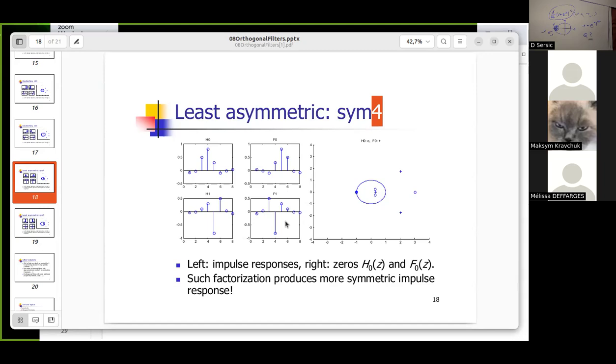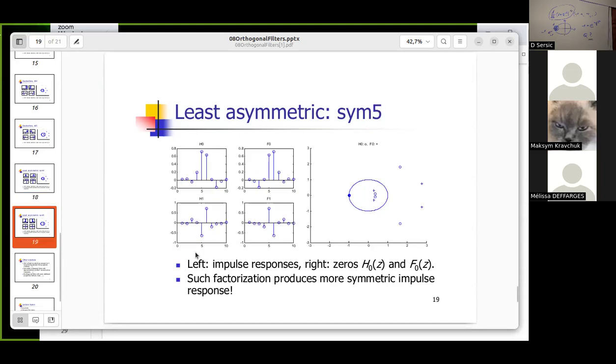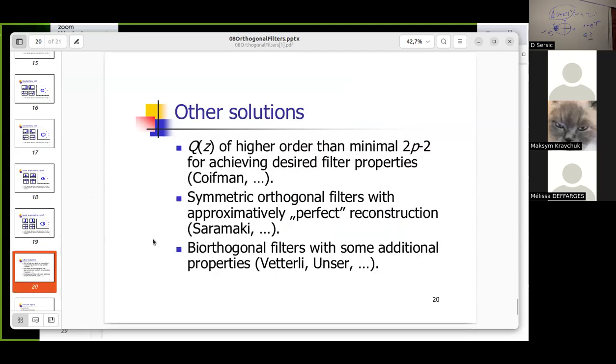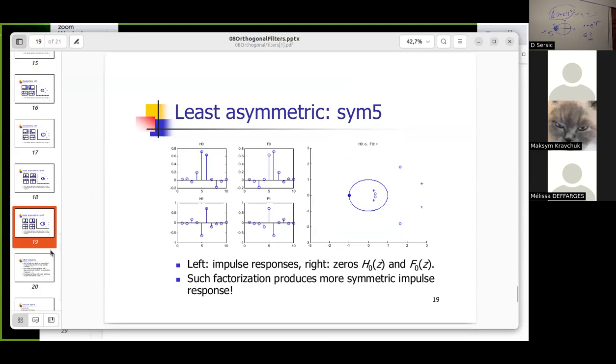We have a better symmetry than we had before. Or for 5, you can make even more. I mean, you will never get completely symmetric filters, symmetric impulse responses, but it will be less asymmetric if you choose it this way. So much about symmetries. It will bring us to 2 families of wavelet filter banks.